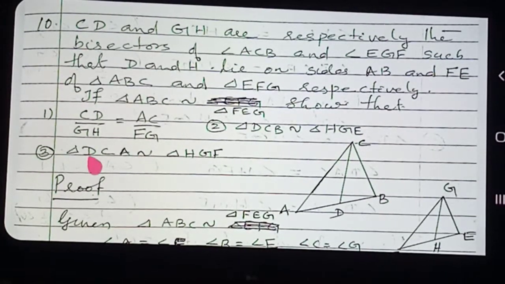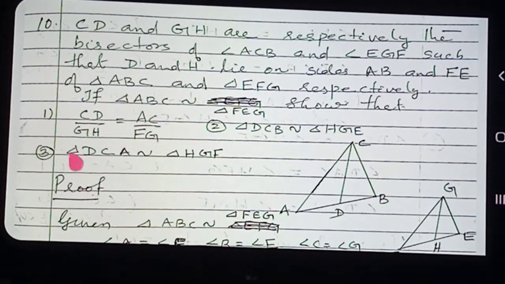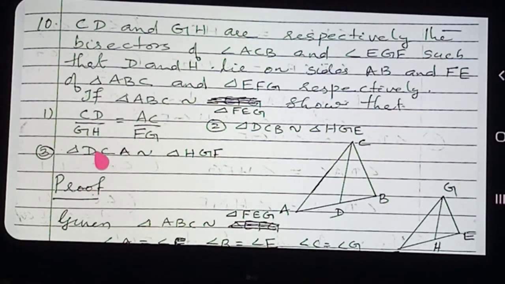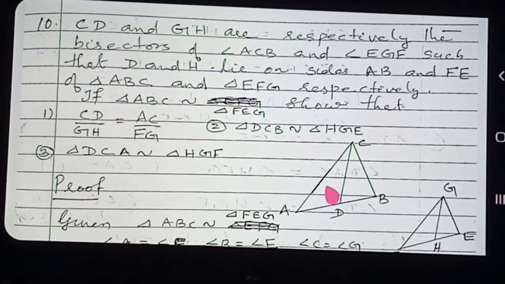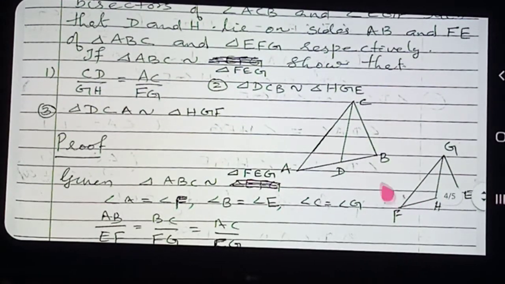Now the last question: triangle DCA. Triangle DCA means which triangle? This one. Triangle DCA and triangle HGF. Already we proved it first. Again, they asked: triangle DCA is similar to triangle HGF. Can you prove it?